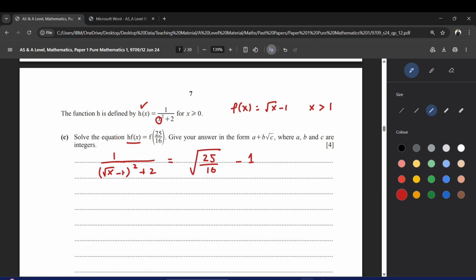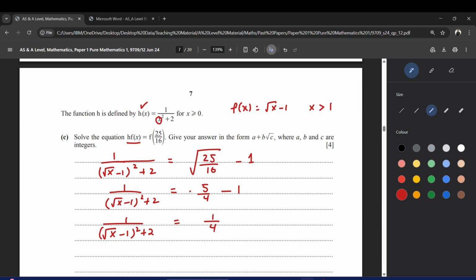Okay. All right. Now, after this, we are going to write this. We'll just keep it the same way, for now. Whereas on the right hand side we have 5 upon 4 minus 1. So 5 upon 4 minus 1 gives us 1 upon 4, and I still have root of x minus 1 whole square plus 2.